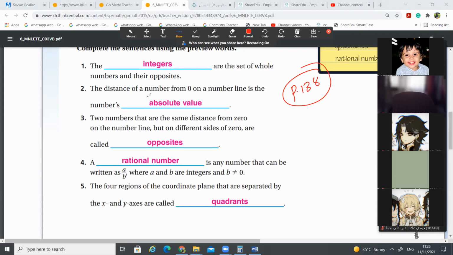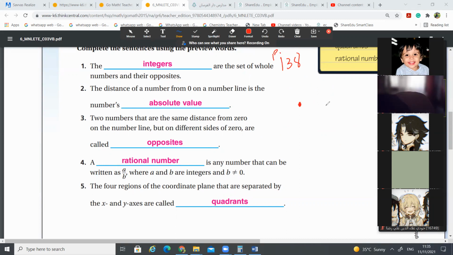Okay. The first one. The dash are the set of whole numbers and their opposites. You remember I told you in the class? 0, -1, +1, -2, +2. I told you all to remember this as integers. I'm sure I discussed with you. You might not have written. This is integers. What is it called? Integers.